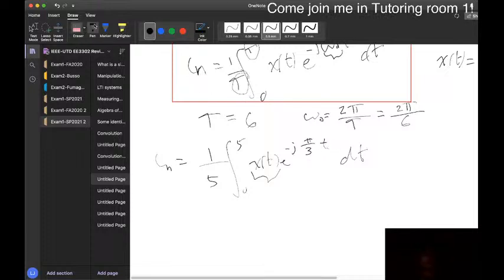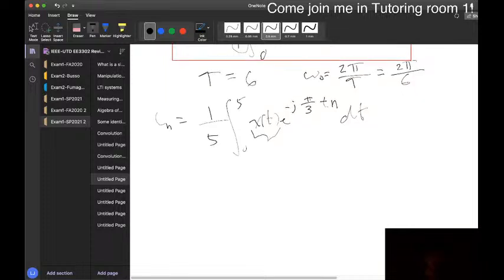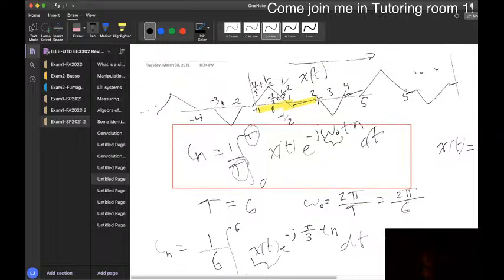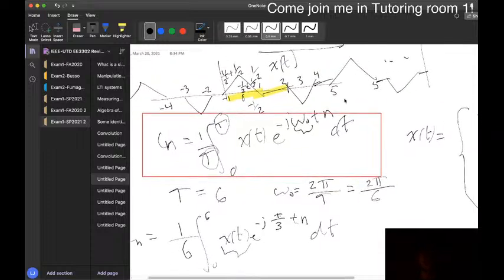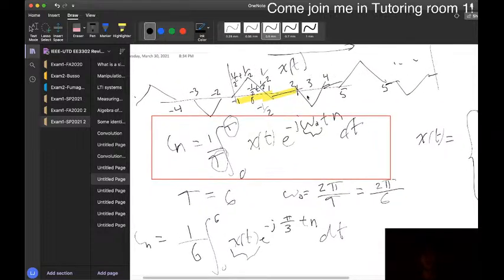Okay, so we get all that. Wait, 6, 6. I'm just fixing my mistake where I said the period was different than it is. Okay, so that makes more sense.